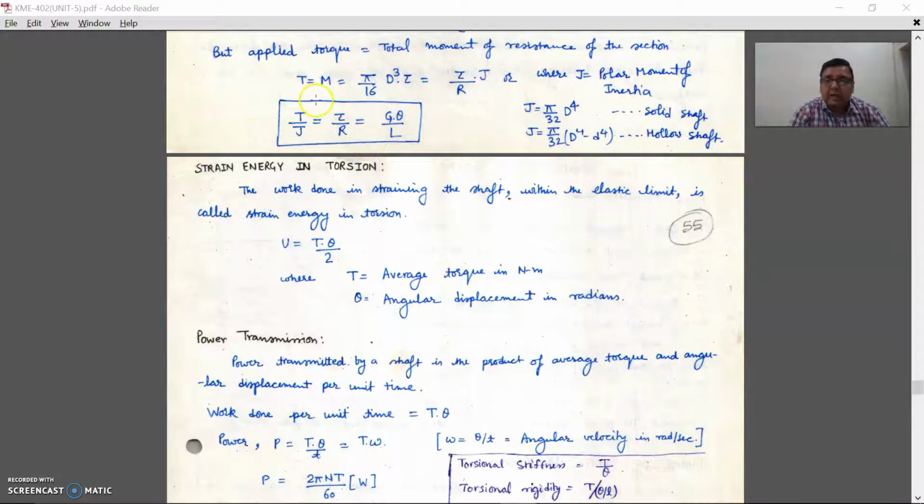We discussed in the last lecture this equation, that is T by J is equal to tau by R is equal to G into theta by L, right? This equation is called the torsion equation, and we discussed it. Now in this, J is a very important component, and J is called the polar moment of inertia.